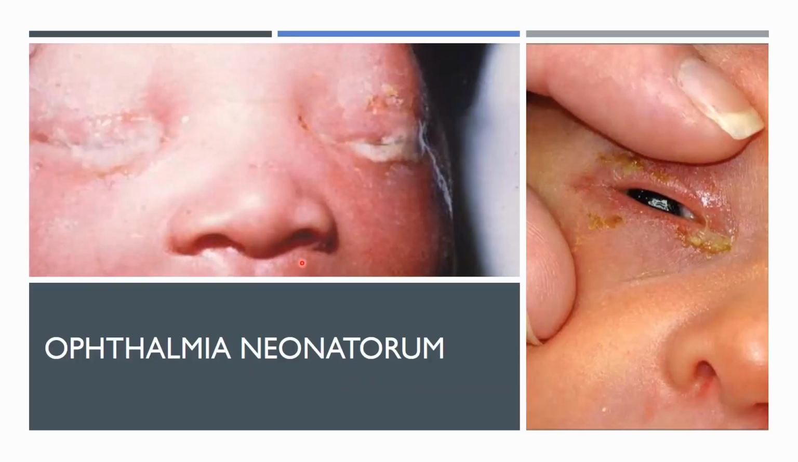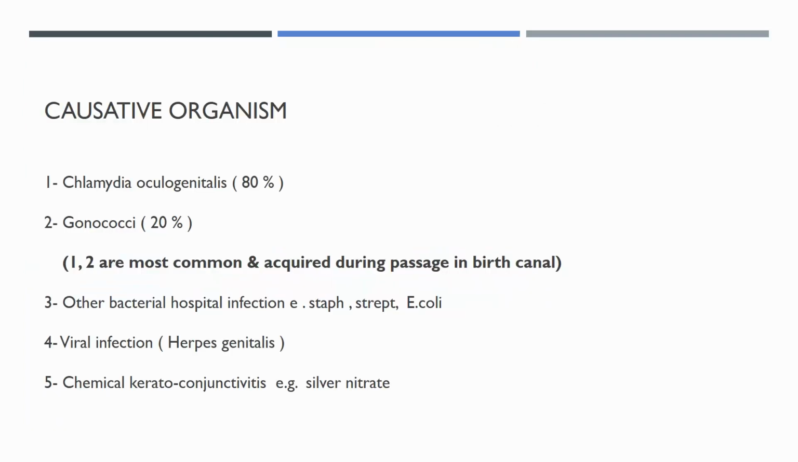Ophthalmia neonatorum is one of the most common topics asked in the oral and written exams. The definition is any conjunctival infection in the neonates. The causative organism is Chlamydia oculogenitalis in 80% of cases. Gonorrhea is responsible for the remaining 20%. Other causes are bacterial hospital infections like staph and strep. There are also viral infections, such as herpes genitalis, and an entity called chemical keratoconjunctivitis.